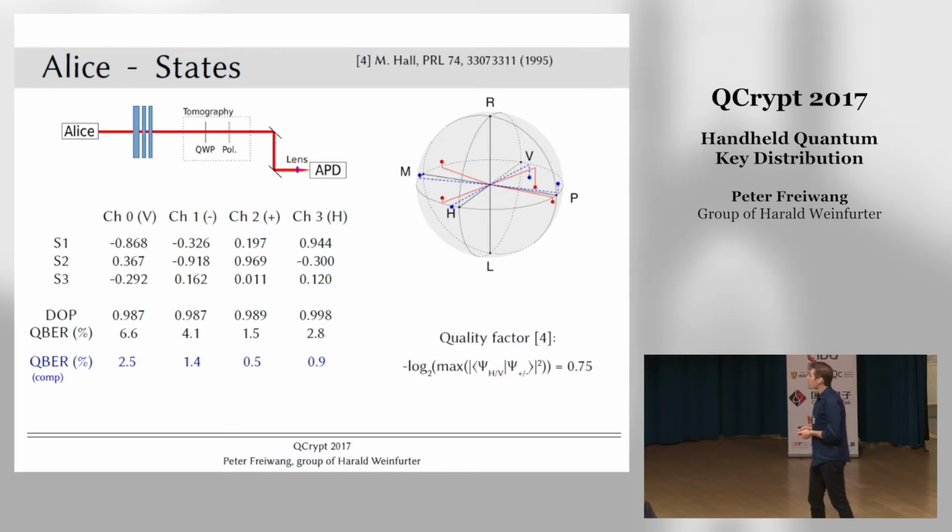Then we also want to calculate a quality factor, which simply says something about how complementary the bases really are. If we choose really perfect BB84 states, this value would be 1, and if the states are not perfect, we get a lower value. Our states are not so bad, at least the compensated ones. This is a very steep behavior at the logarithm. Here we end up with a value of 0.75.